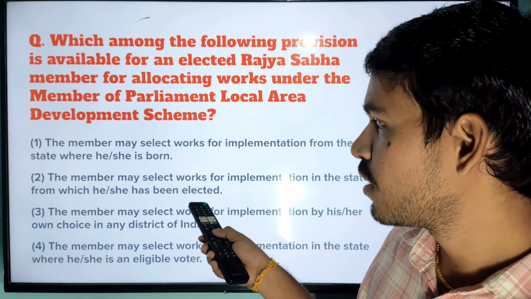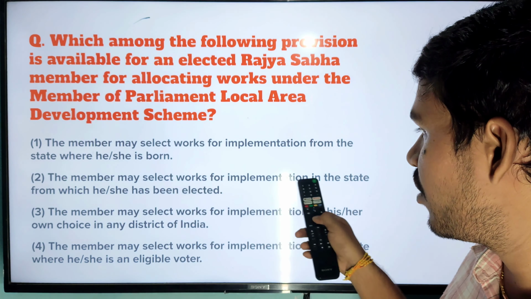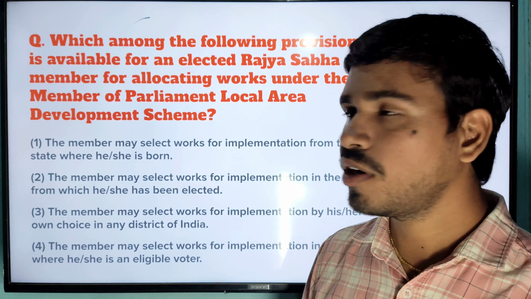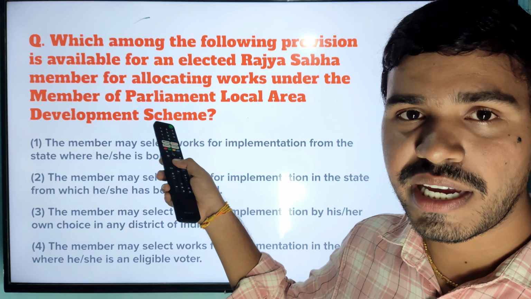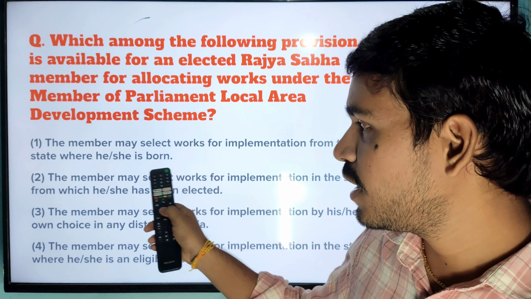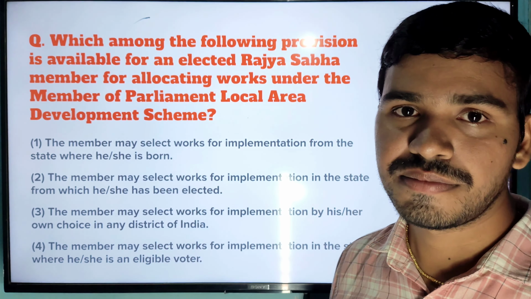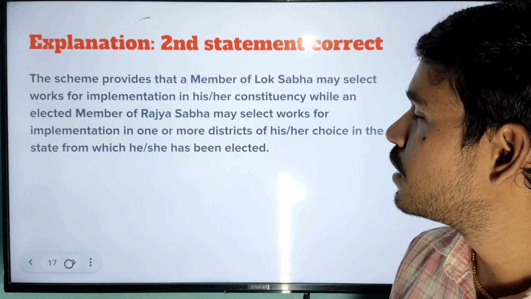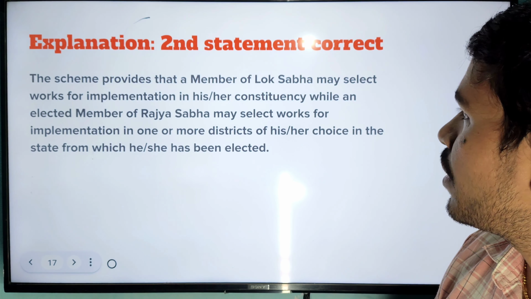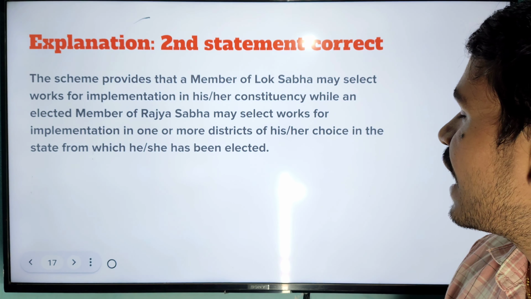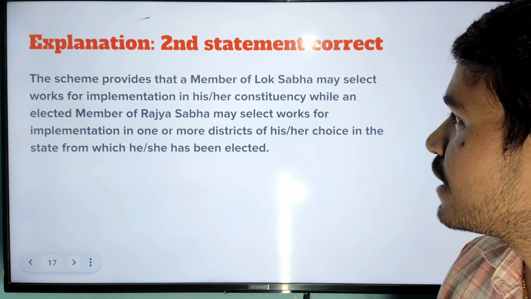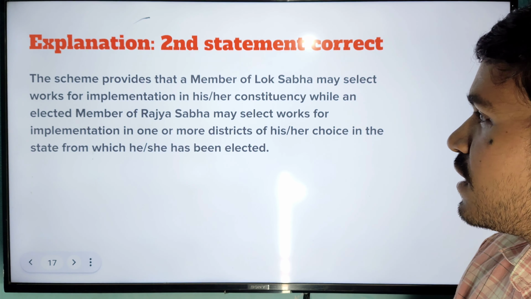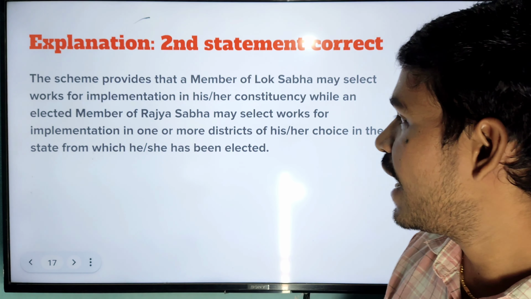Statement 2 is correct. The member may select works for implementation in the state from which she has been elected. So from where he is elected as an MP, in that state only he can use that MP fund. The scheme provides that a member of Lok Sabha may select works for implementation in his or her constituency, while an elected member of Rajya Sabha may select works for implementation in one or more districts of his or her choice in the state from which she has been elected.